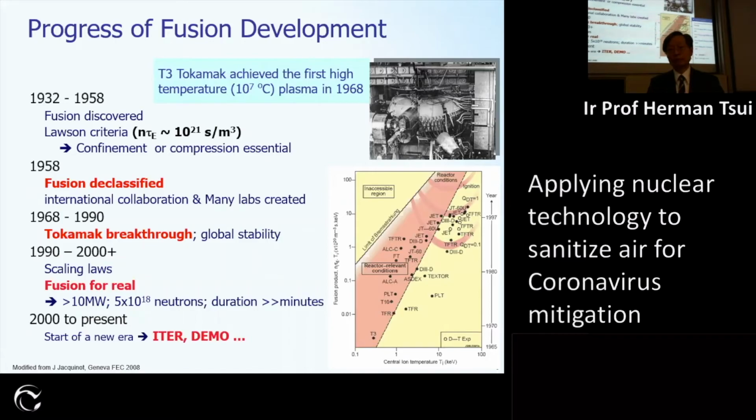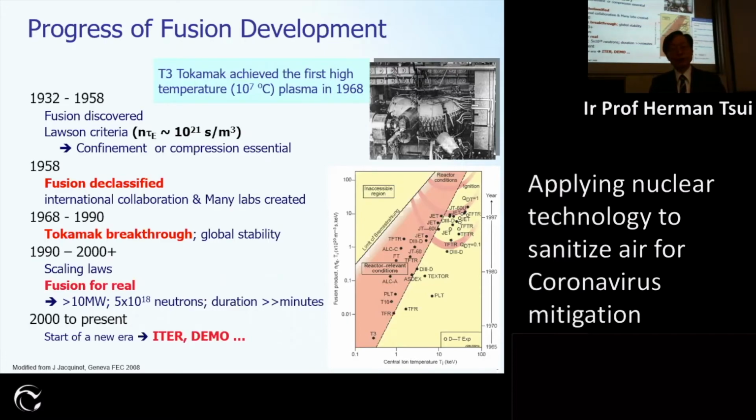But that result also surprised the world, and scientists from the US and UK were sent over there to verify the results, and they saw that they were able to achieve the first high temperature plasma. That's back in 1968. At that time, scientists were very excited, and they all thought that in about 15 years, we would have fusion power.